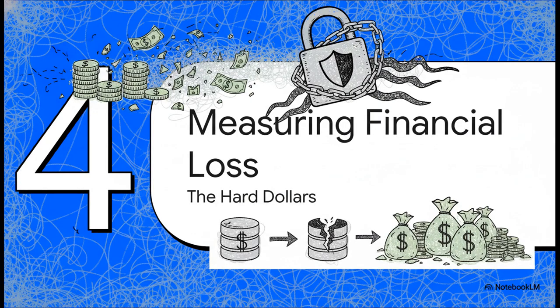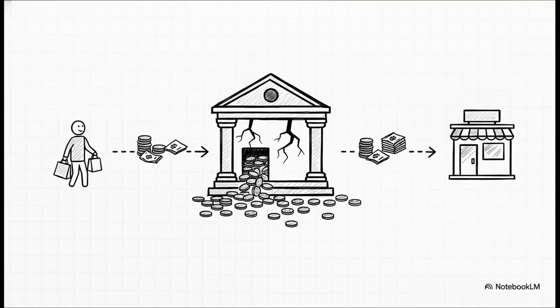On to part 4, measuring financial damages, the hard dollars. Okay, so the accountability doesn't just stop at exposed accounts. It moves straight into the actual financial fallout with metric FN CF230A.2.